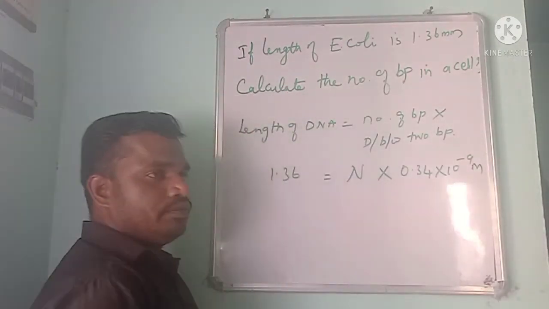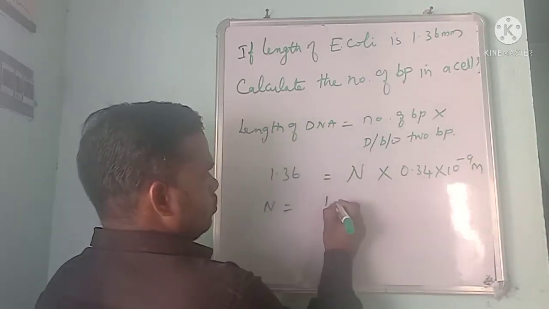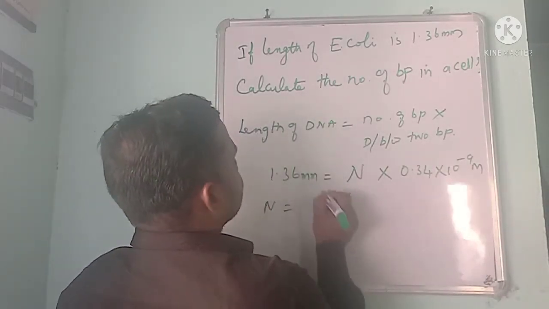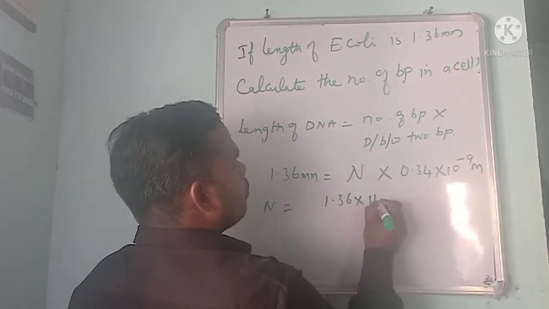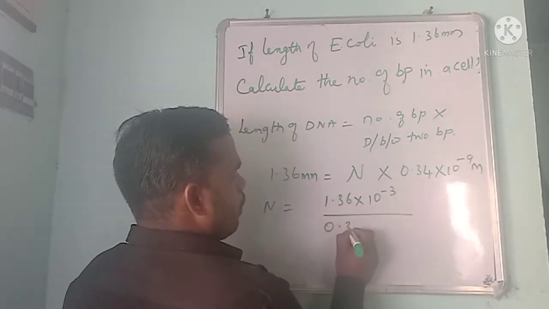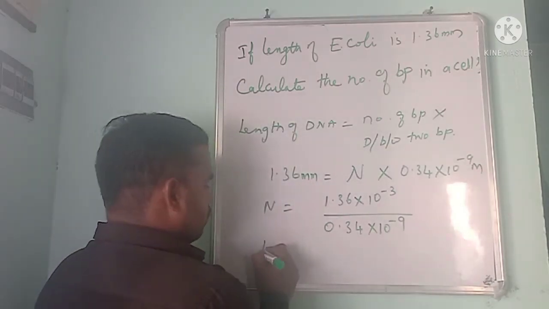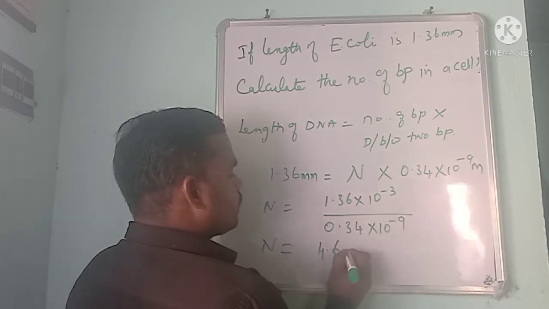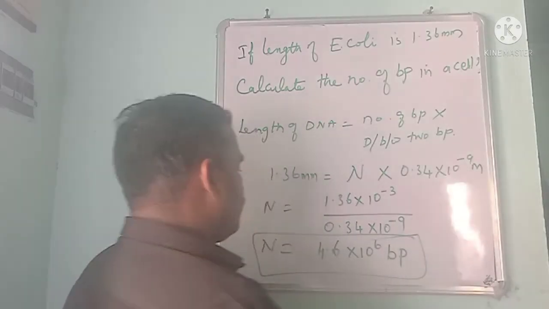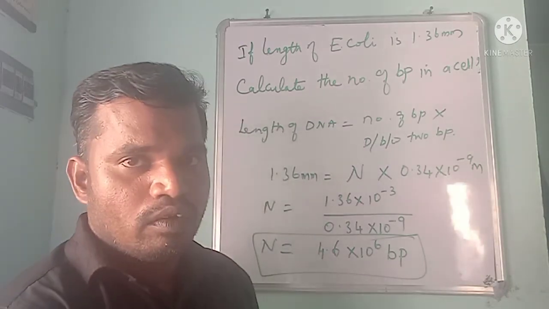Okay, got it. So now how will you calculate? n is equal to 1.36. Here 1 mm is equal to 10^-3 meters. So it will come down to 0.34 × 10^-9. The answer will be 4.6 × 10^6 base pairs. When we do the calculations, we will get 4.6 × 10^6 base pairs. Do you understand?